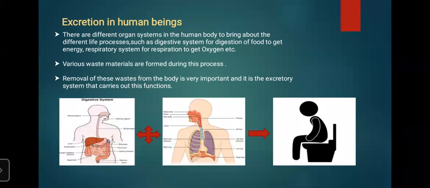There are different organs in the human body to bring about different life processes. While digesting and respiring, excretory materials get collected, and we need to remove this excretory material. You can see in the picture the digestive system and respiratory system. In the digestive system, what will happen? We eat through the mouth, then it goes into the food canal, then into the stomach, where some of the nutrients get absorbed. Then it goes to the small intestine, where again some nutrients get absorbed, then to the large intestine, and it gets flushed out from the body. While doing this, excretory materials get collected, which need to be removed from the body.